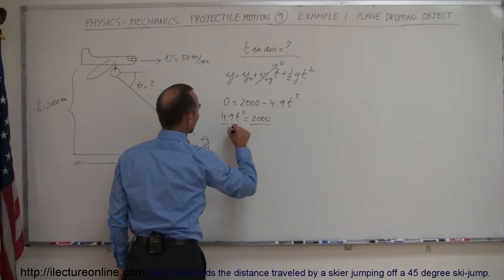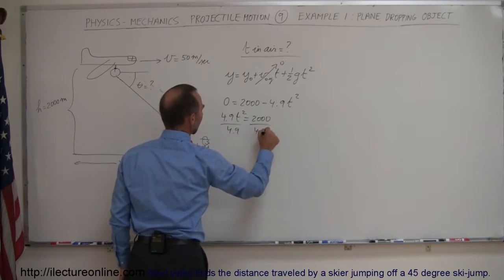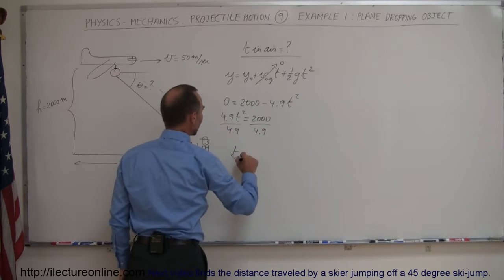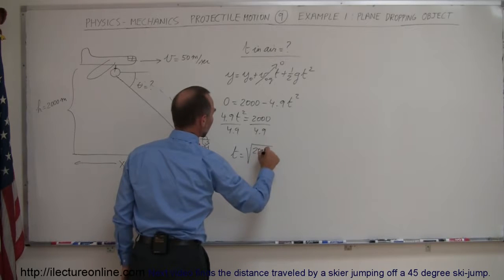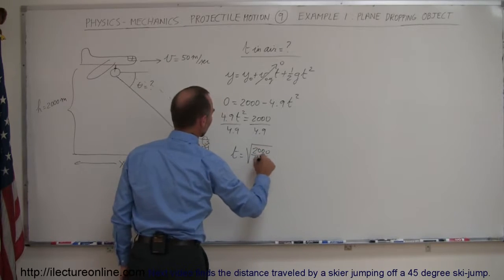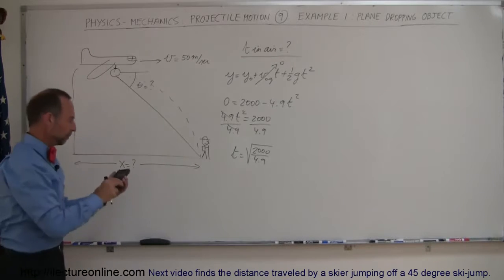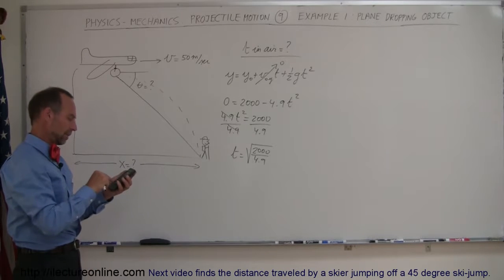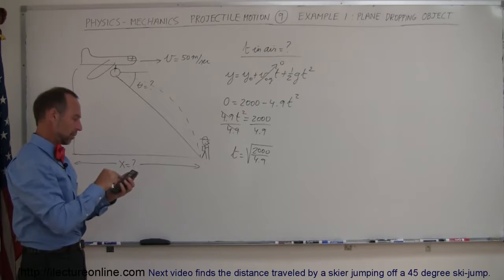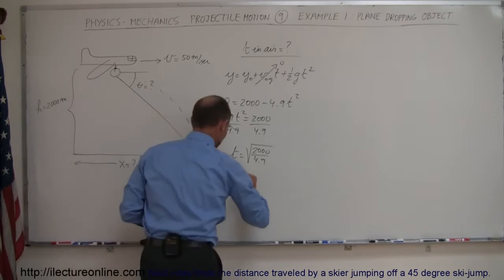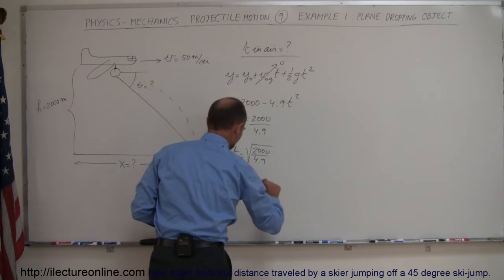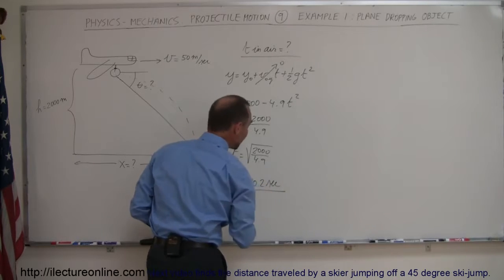Divide both sides by 4.9, and taking the square root, t is equal to the square root of 2,000 divided by 4.9. Let's see what that is equal to: 2,000 divided by 4.9, take the square root, and we have the time equals 20.2 seconds. So we have the time in the air.